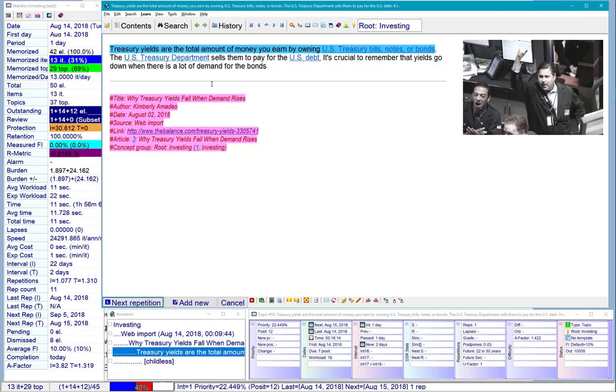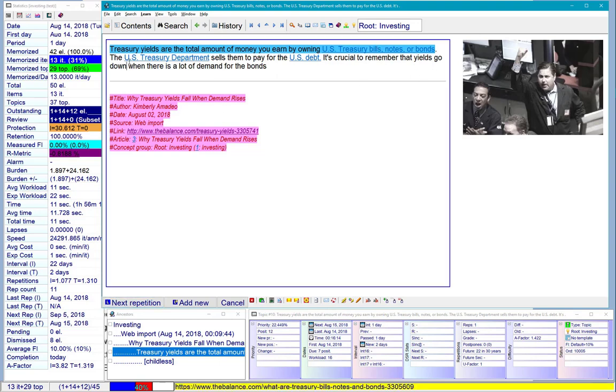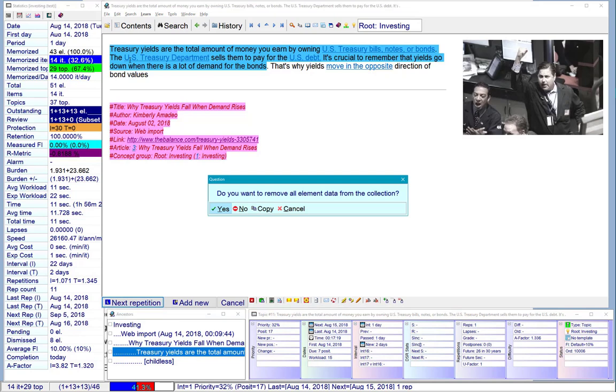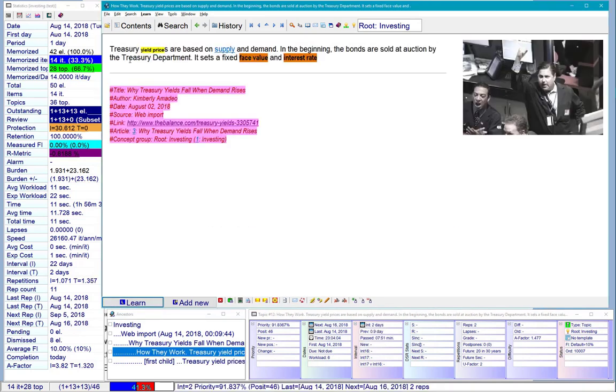The US Treasury Department sells them to pay the US debt. It's crucial to remember that yields go down when there's a lot of demand for the bonds. Now we slowly understand it. That's why yields move in the opposite direction to bond values. Well, that's repeating the same thing. Maybe I just delete it. Delete. Treasury yield price event.